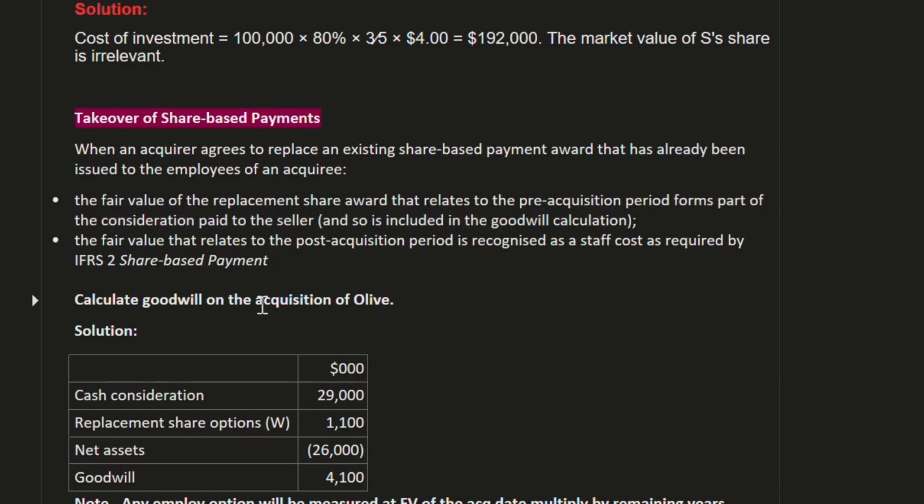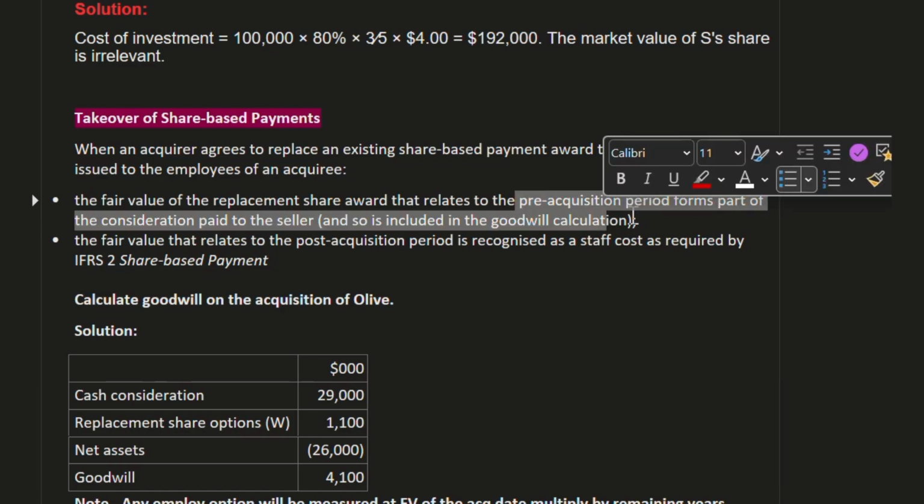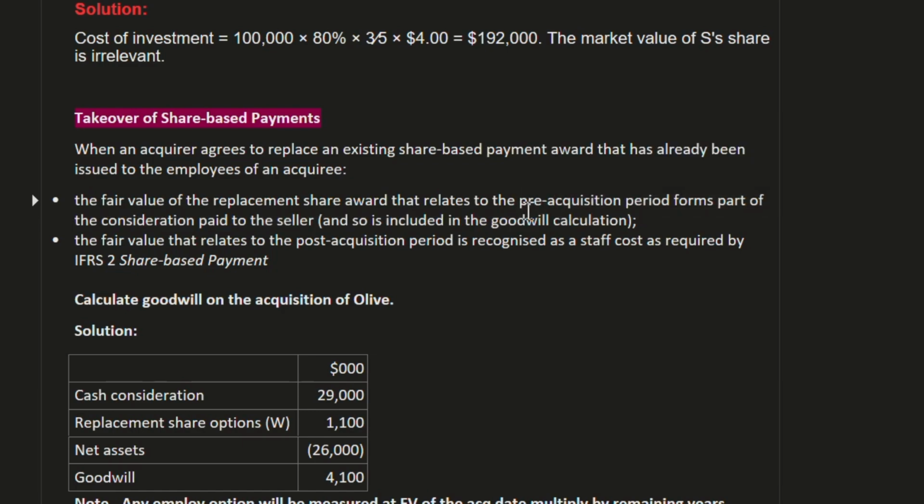For example, we have a share-based payment and the vesting period is 3 years. After 1 year, the company gets acquired. So for the parent in this scenario, the pre-acquisition period is 1 year and the post-acquisition period is 2 years, because the parent acquired the subsidiary after 1 year and the vesting period of the share-based payment is 3 years. So the first year is already gone, so that is pre-acquisition, and post-acquisition they still have 2 years remaining.